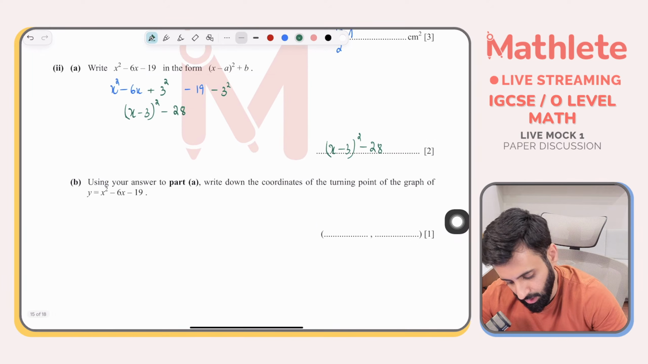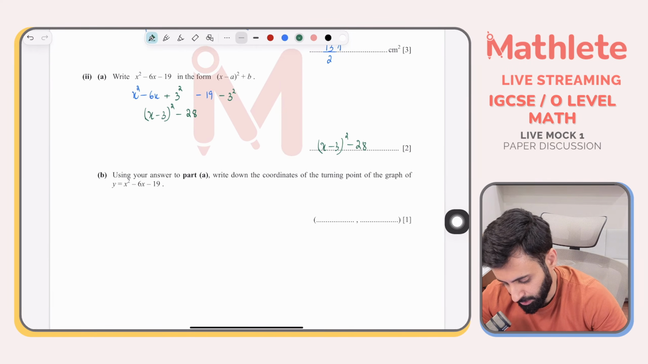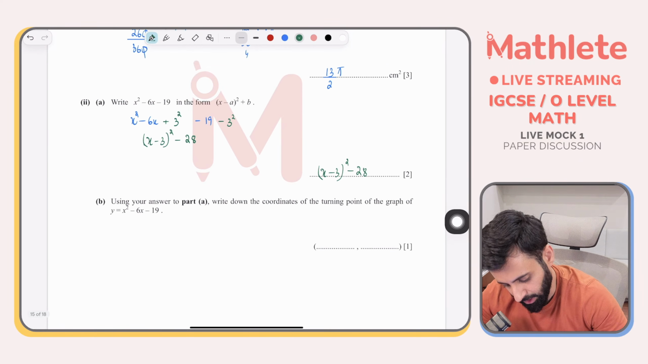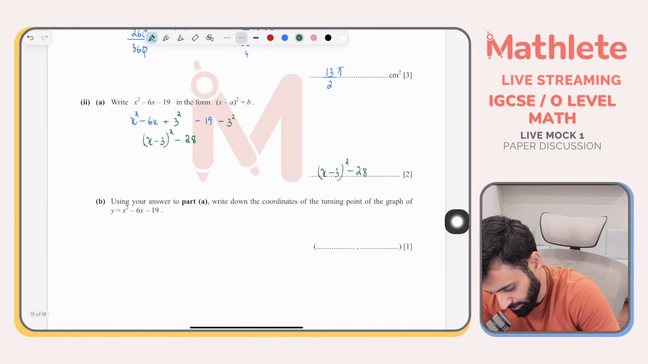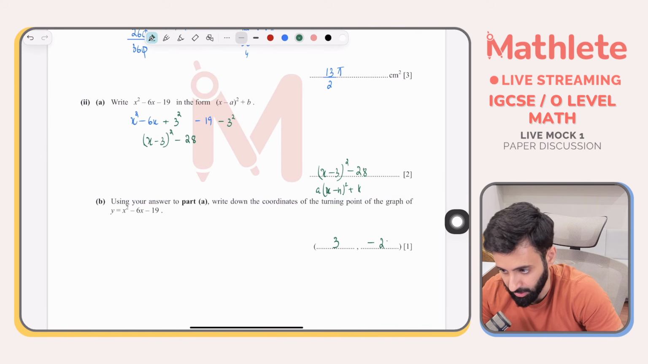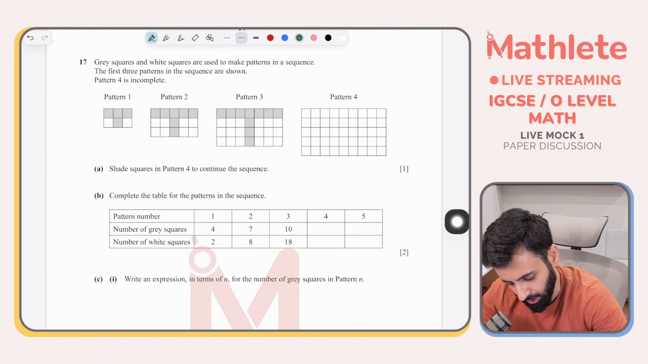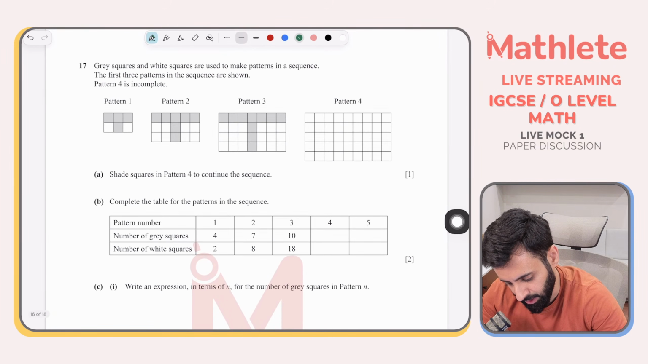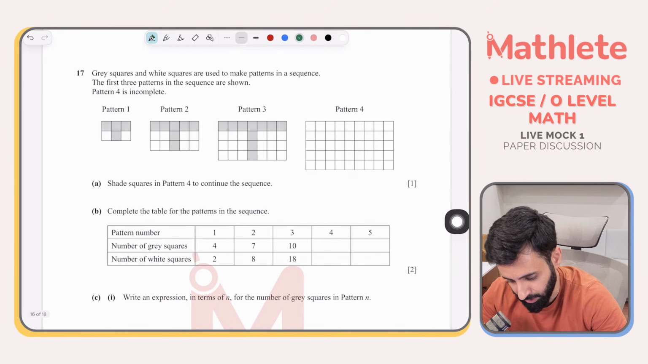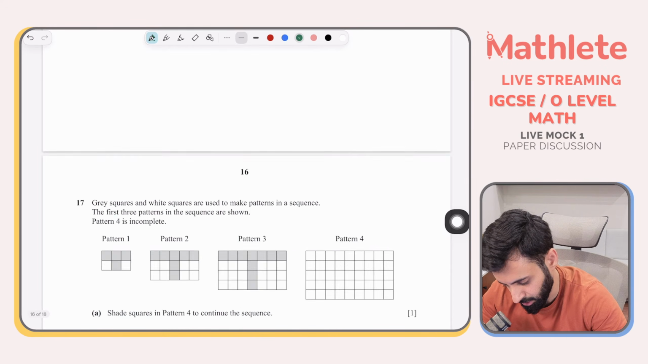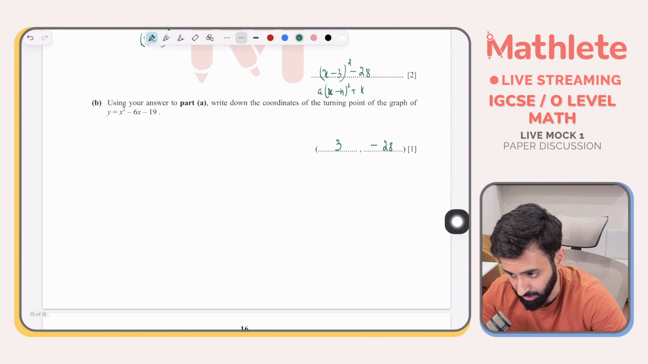That's the answer. Using your answer to part A, write down the coordinates of the turning point of the graph. Turning point of the graph means that we're comparing it with a times x minus h, the whole thing squared, plus k. So h is equal to 3 and the y coordinate of the turning point is minus 28. Okay, question number 17. Gray squares and white squares are used to make patterns in a sequence. The first 3 patterns are used to make... Actually, h will be positive 3, not negative 3.